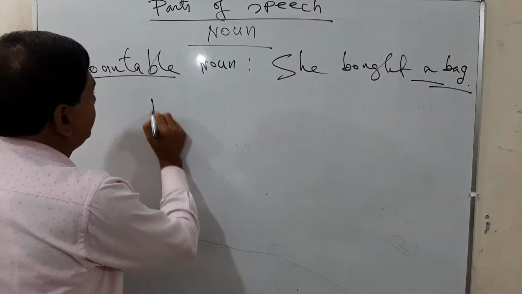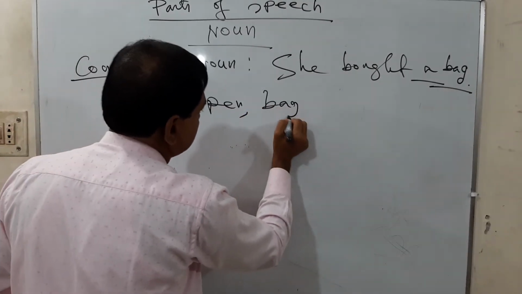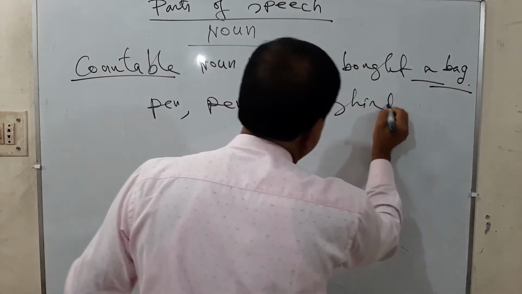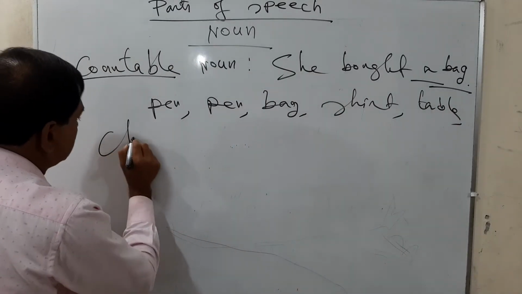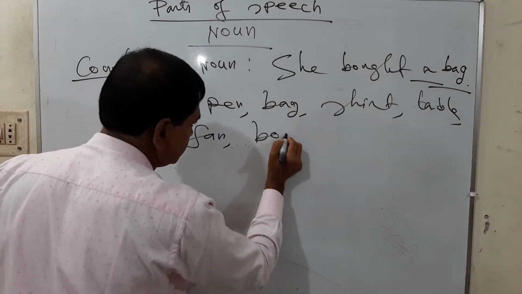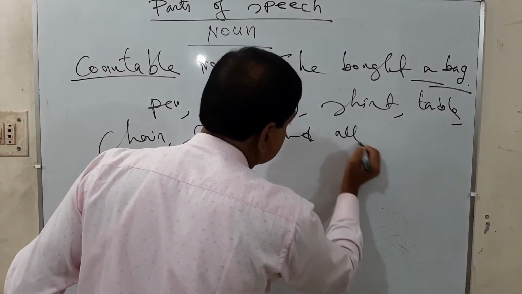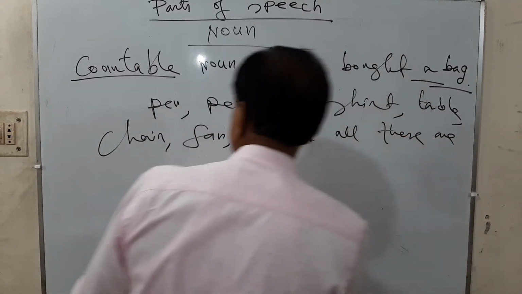So pen, pencil, bag, shirt, table, chair, fan, boot, all these are countable nouns.